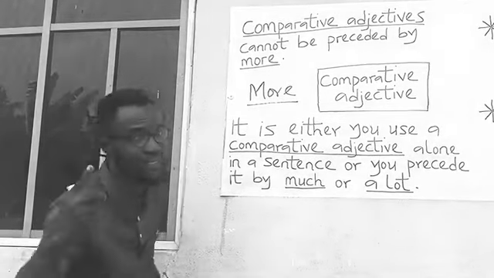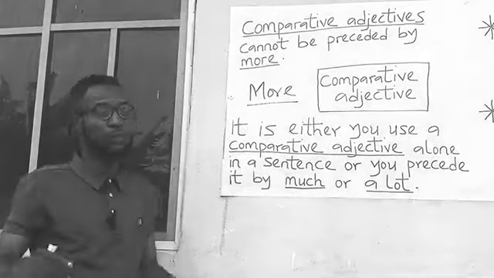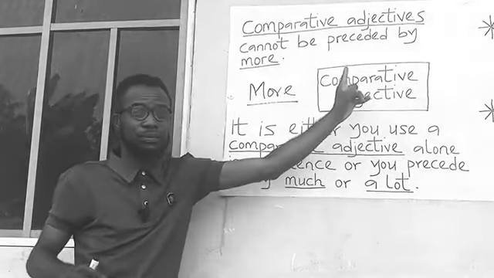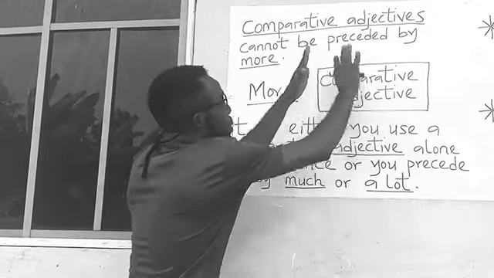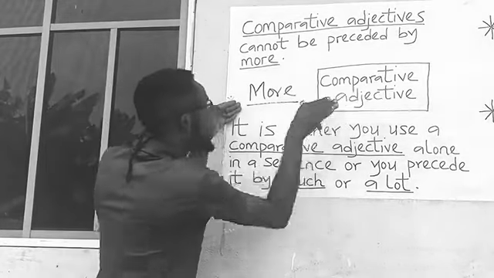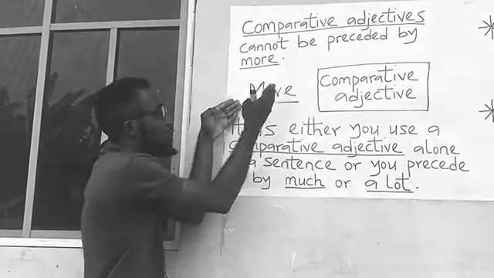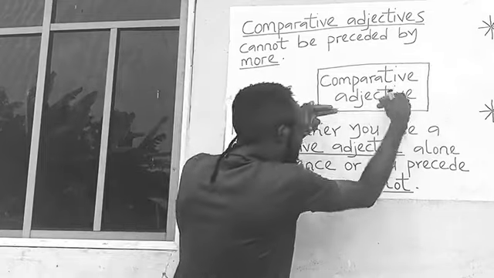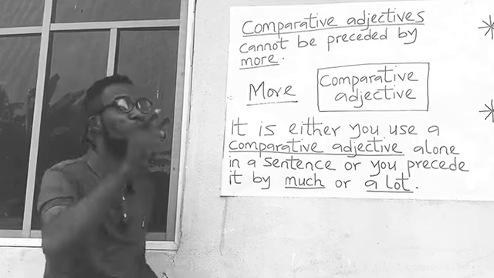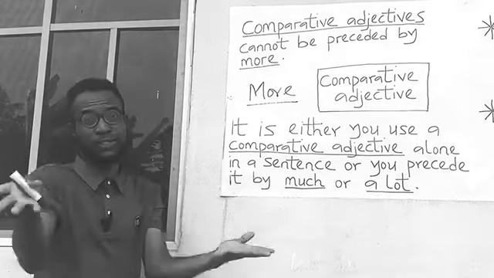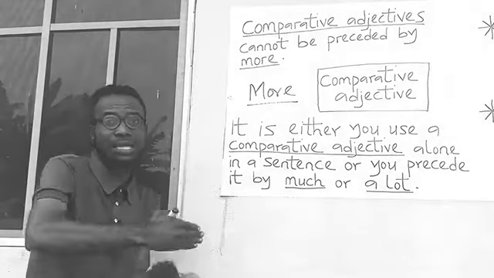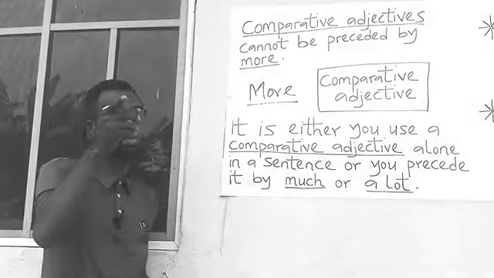To be on the safe side, so that you don't get confused, first of all, write out the comparative adjective. After writing out the comparative adjective, note that you cannot precede it by more. That is, you cannot use more and the written comparative adjective. I believe that is understood. What then should you do? Because I just said you cannot precede a comparative adjective by more. What then should you do?